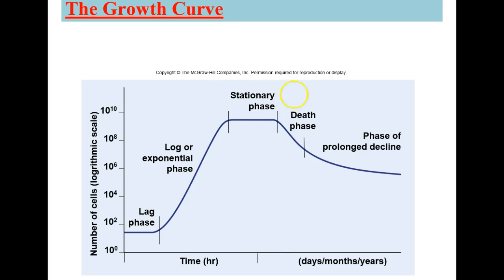Death phase is also an exponential phase in which double the numbers of organisms die every set amount of length of time. Following the death phase, the phase of prolonged decline signals the survival of mutant cells which can live under the harsh environmental conditions.